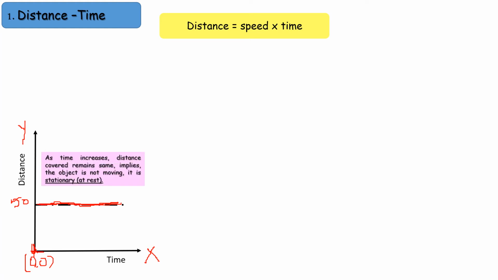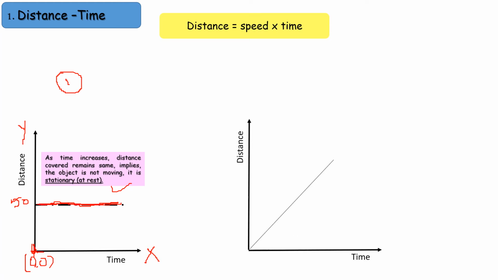So here, as time increases, distance covered remains same. Implies the object is not moving. It is stationary or at rest. So this is one type of plot, distance versus time, where distance is not changing. Distance is same throughout and time is increasing, means the object or the body is at rest. Now this case, distance versus time.